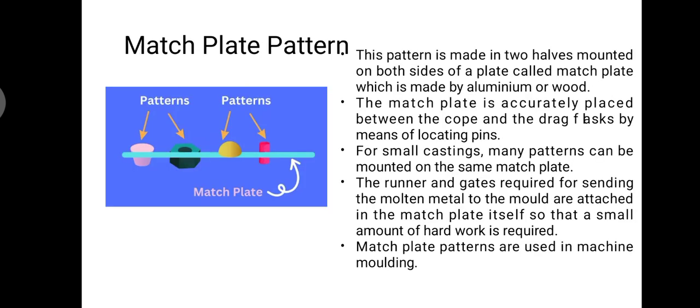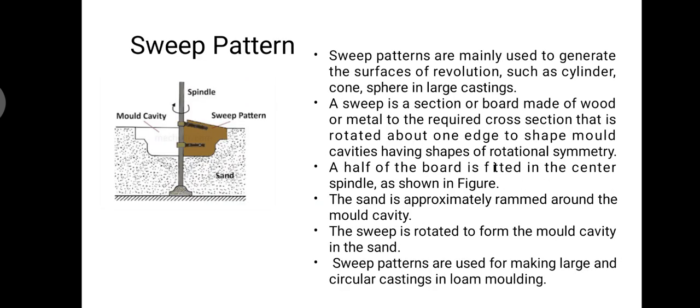Next one is match plate pattern. In a match plate pattern, the pattern is made into two halves mounted on both sides of a plate called the match plate, which is made of aluminum or wood. The match plate is accurately placed between the cope and drag flask by means of locating pins. For small castings, many patterns can be mounted on the same match plate. The runner and the gate required for sending the molten metal to the mold are attached to the match plate itself, so that a small amount of hard work is required. So match plate patterns are used in machine molding.